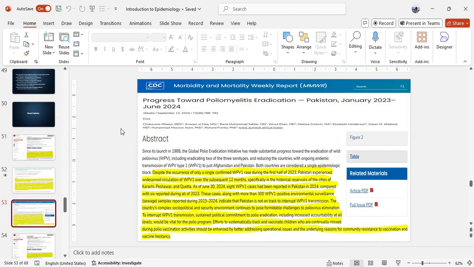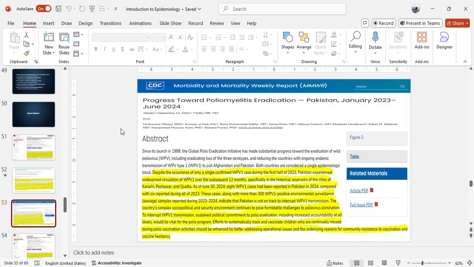These cases, along with more than 300 wild poliovirus positive environmental surveillance samples reported during 2023 to 24, indicate that Pakistan is not on track to interrupt wild poliovirus transmission. The country's complex socio-political and security environment continues to pose formidable challenges to poliovirus elimination.